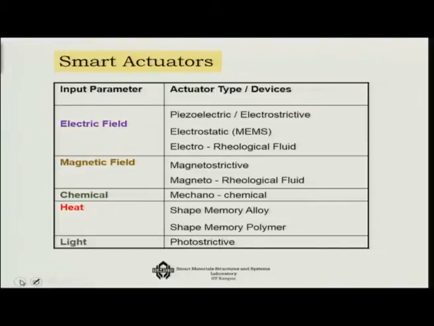Now among smart actuators, there are a whole lot of actuators. Those which exploit the electric field include piezoelectric and electrostrictive actuators, then electrostatic actuators which are MEMS based, and electrorheological fluids. In the magnetic field category, you have magnetostrictive actuators and magnetorheological fluids. In the chemical category, there are some coming up which we call mechanochemical, and for heat there are shape memory alloys and shape memory polymers, and for light there are photostrictive materials. So there is a whole group of smart actuators available today.